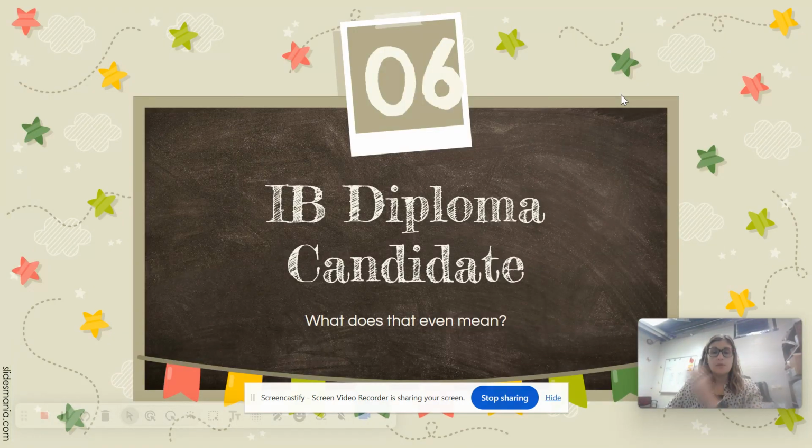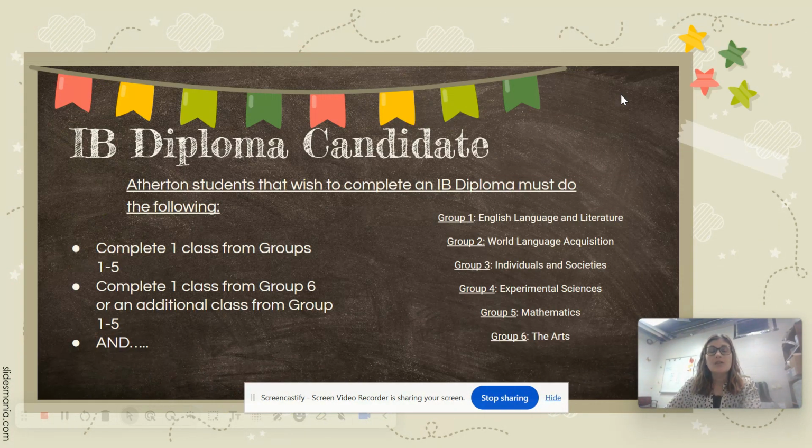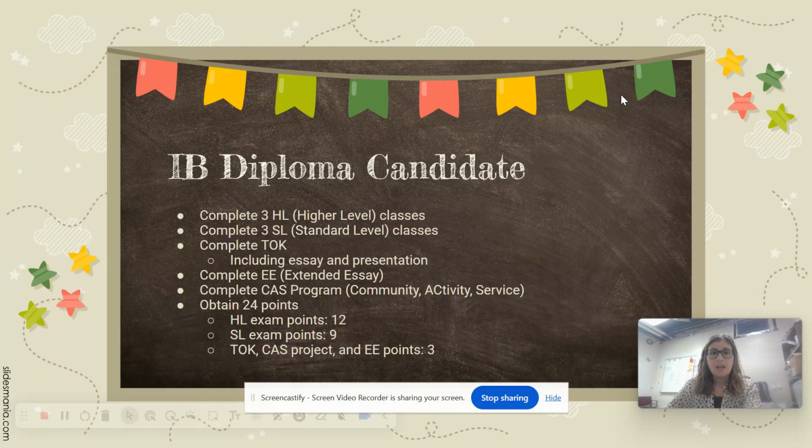Okay, so now what is an IB diploma candidate? What does it even mean? People who want to pursue an IB diploma have to meet certain criteria within their scheduling. They have to complete one class from groups 1 through 5, and the groups are listed up here, and then also an additional class. So they can have a group 6, or they can pick one of the classes from the other groups to be their group 6. They must have 3 higher level classes, 3 standard level classes, and complete theory of knowledge, and that does include the essay and presentation that goes along with it.